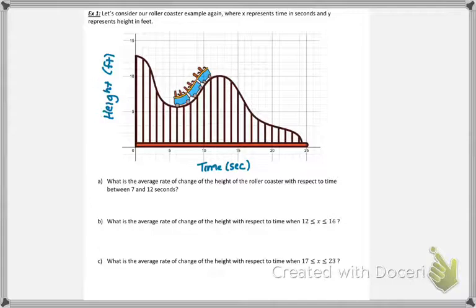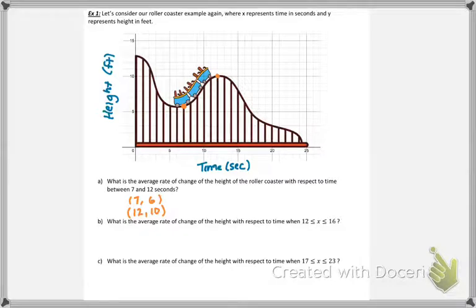Okay, so at 7 seconds, let's see where the height of my roller coaster is. So 5, 6, 7, looks like that's this point right here. So at 7 seconds, it looks like it's about 6 feet. Okay, and then at 12 seconds, so 10, 11, 12, looks like it's at a height of 10 feet. So 12 seconds, 10 feet. I'm going to write these down as ordered pairs, comparing my two variables.